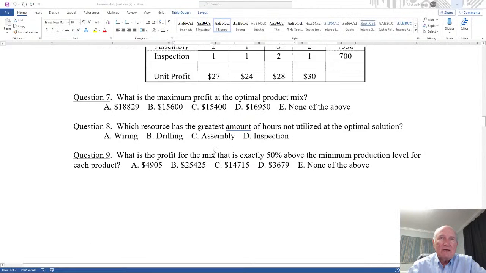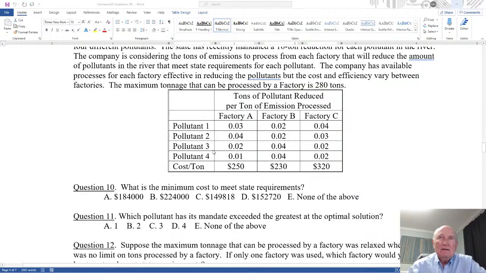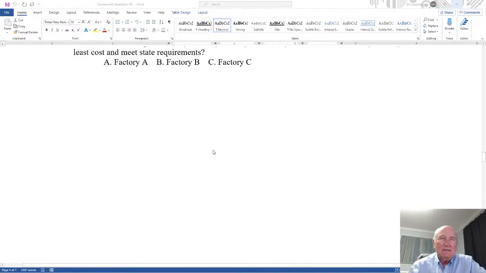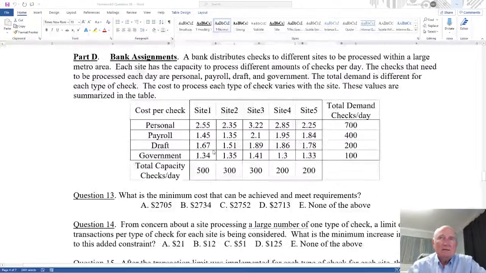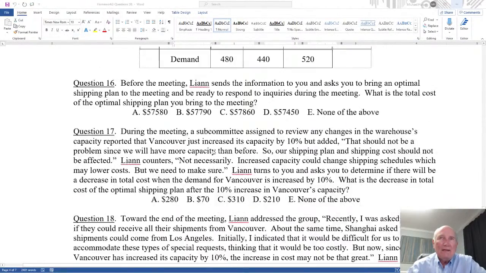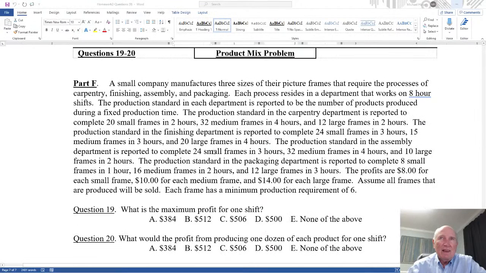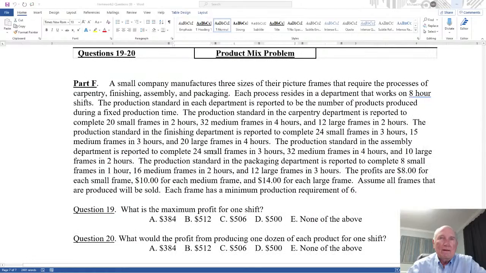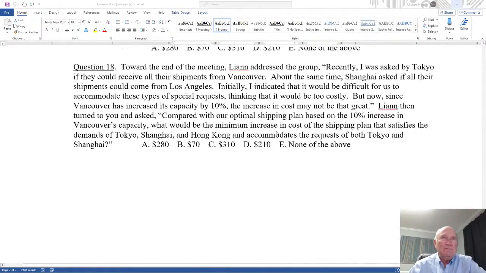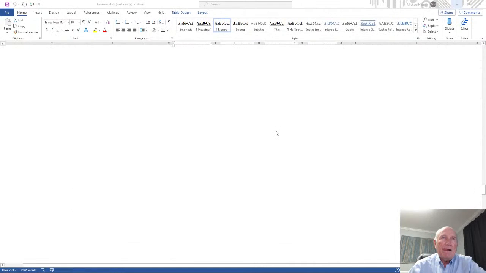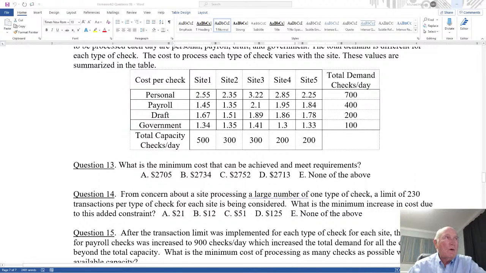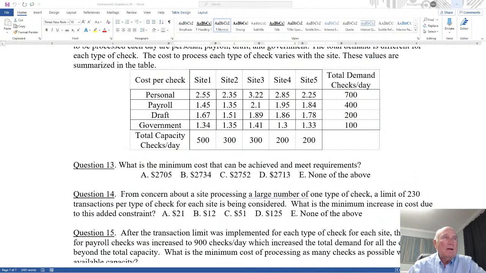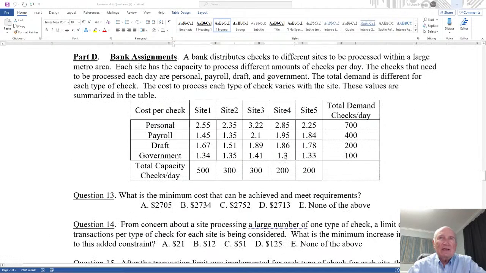The silver company, again. Did I go through environmental compliance last week? I guess I did. Assignment problem. I did do this. Did I? Yeah. Well, let's do part D. Where's D? Oh, bank assignment.